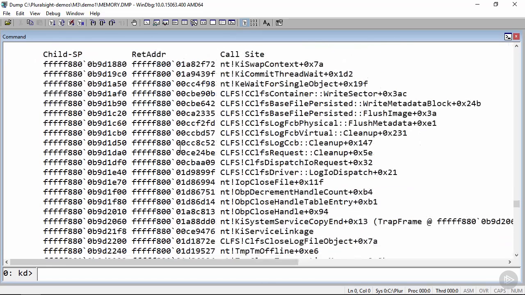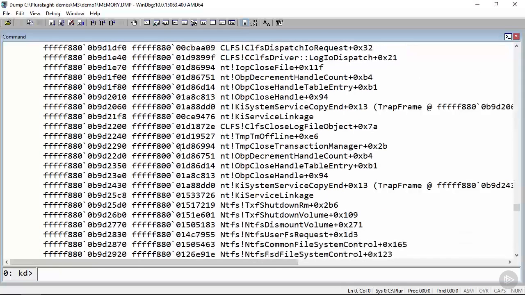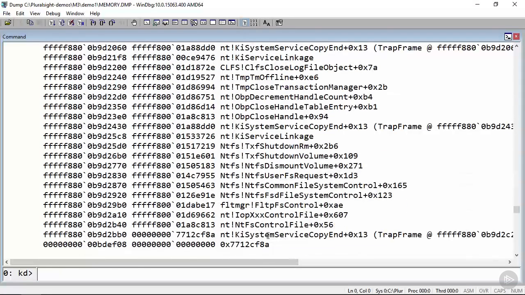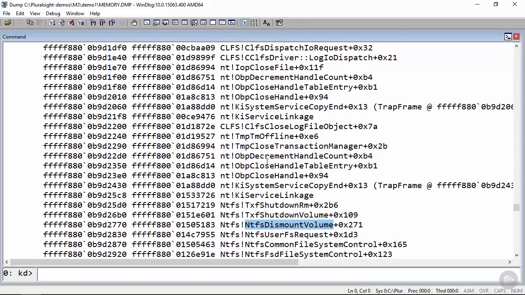As we can see, the stack is a pretty long stack. We'll go down to the bottom where it's executing a system service. It then does an I/O control file. It's trying to do some sort of control with a device. Then the NTFS driver gets involved, and you can see it's trying to actually dismount a volume for whatever reason. It's trying to do various things like close a handle, and then the CLFS driver gets involved.